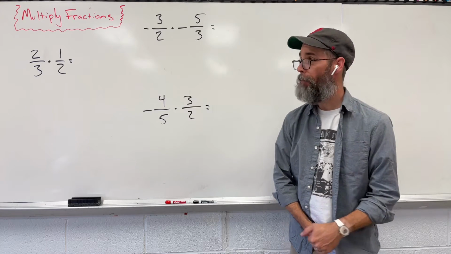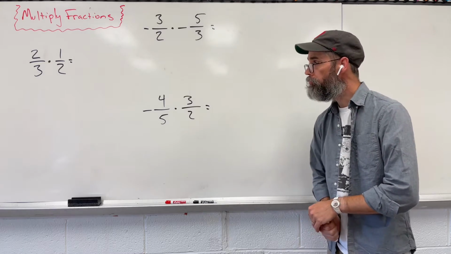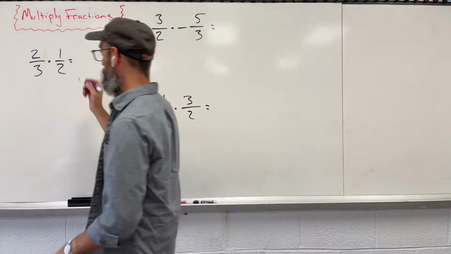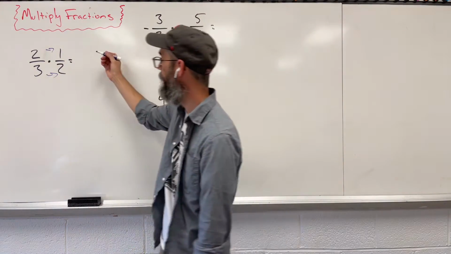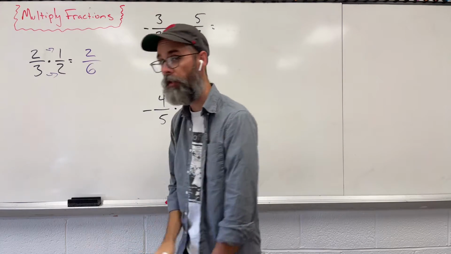Today we're going to take a look at multiplying fractions. When you multiply fractions, it doesn't matter what number you have where. Pretty straightforward. You're just going to go straight across. Multiply 2 times 1 up top, giving us 2. On the bottom, 3 times 2, giving us 6.